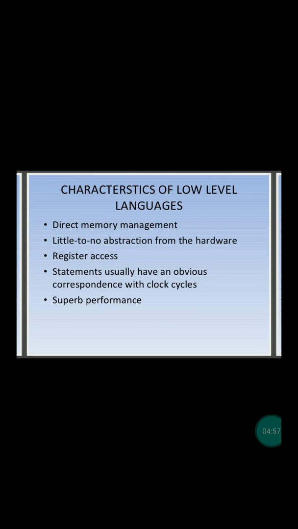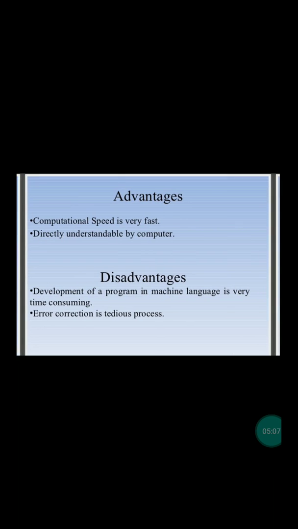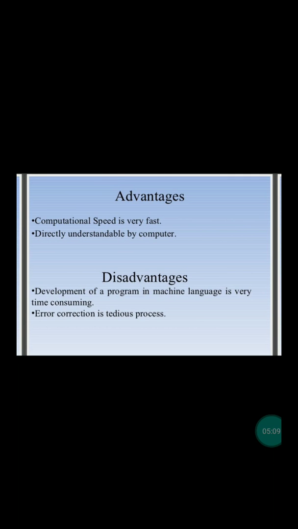Characteristics of low level languages: direct memory management, registers access, superb performance, little or no abstraction from hardware. Basically the advantages were that it was machine level language already. It's the form of machine, so it was time saving because the computer doesn't have to take time to convert it. Very little memory was used, and because it was already in machine form, the calculations were very fast. So computational speed was very fast, directly understandable by computer.